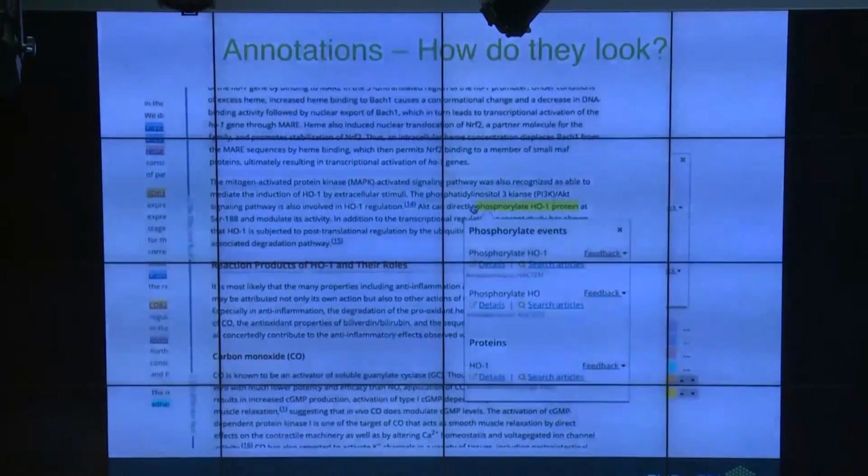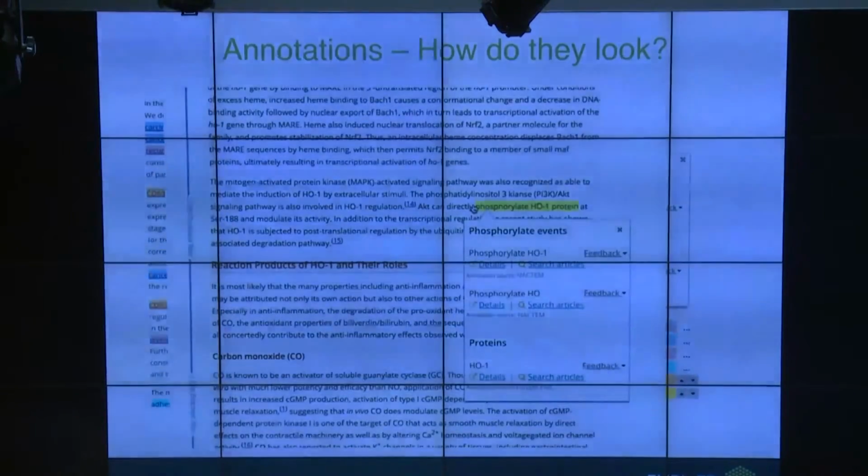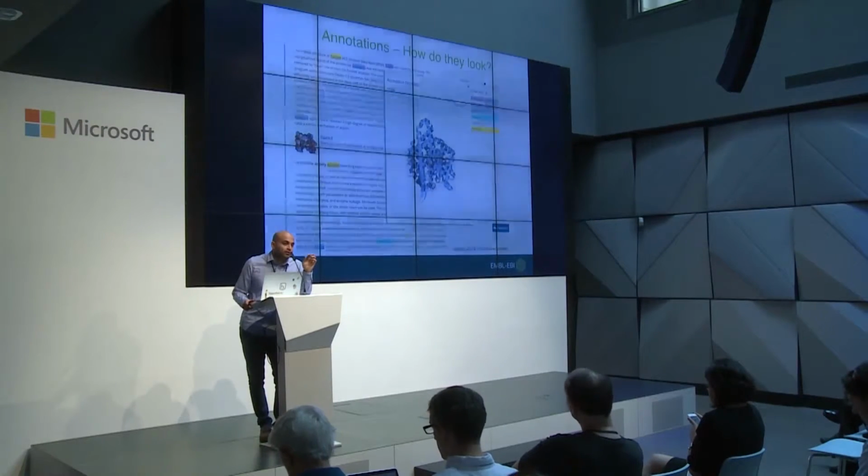So here, for instance, you have a biological event, phosphorylation, and the protein that is getting phosphorylated, that's the HO1. Additionally, what we have done is use the pop-up to deploy additional applications on top of it to make it more interactive and more useful for the curators.